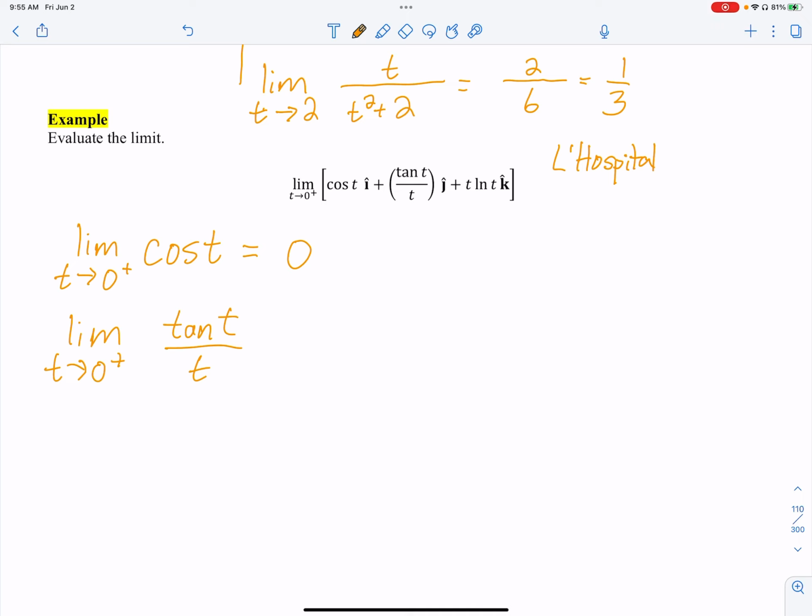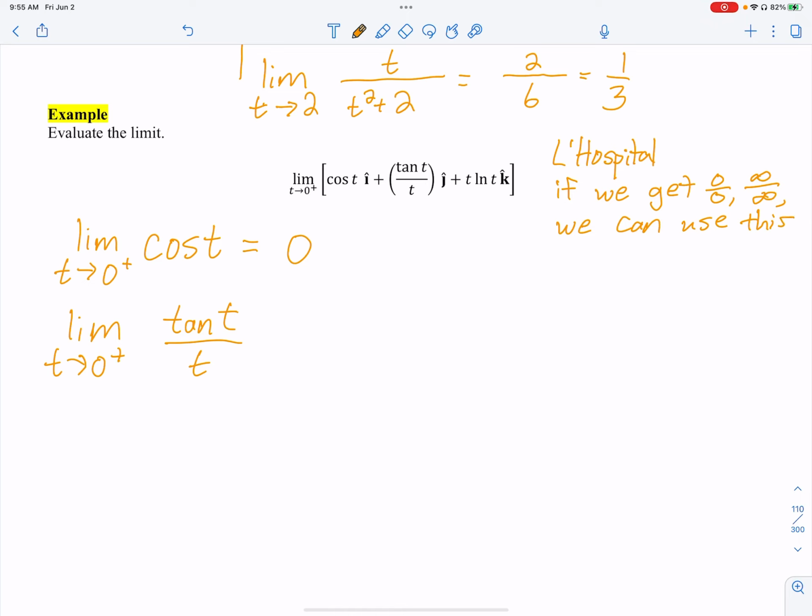Anyways, if we get 0 over 0 or infinity over infinity, we can use that rule by taking the derivative of top and bottom.